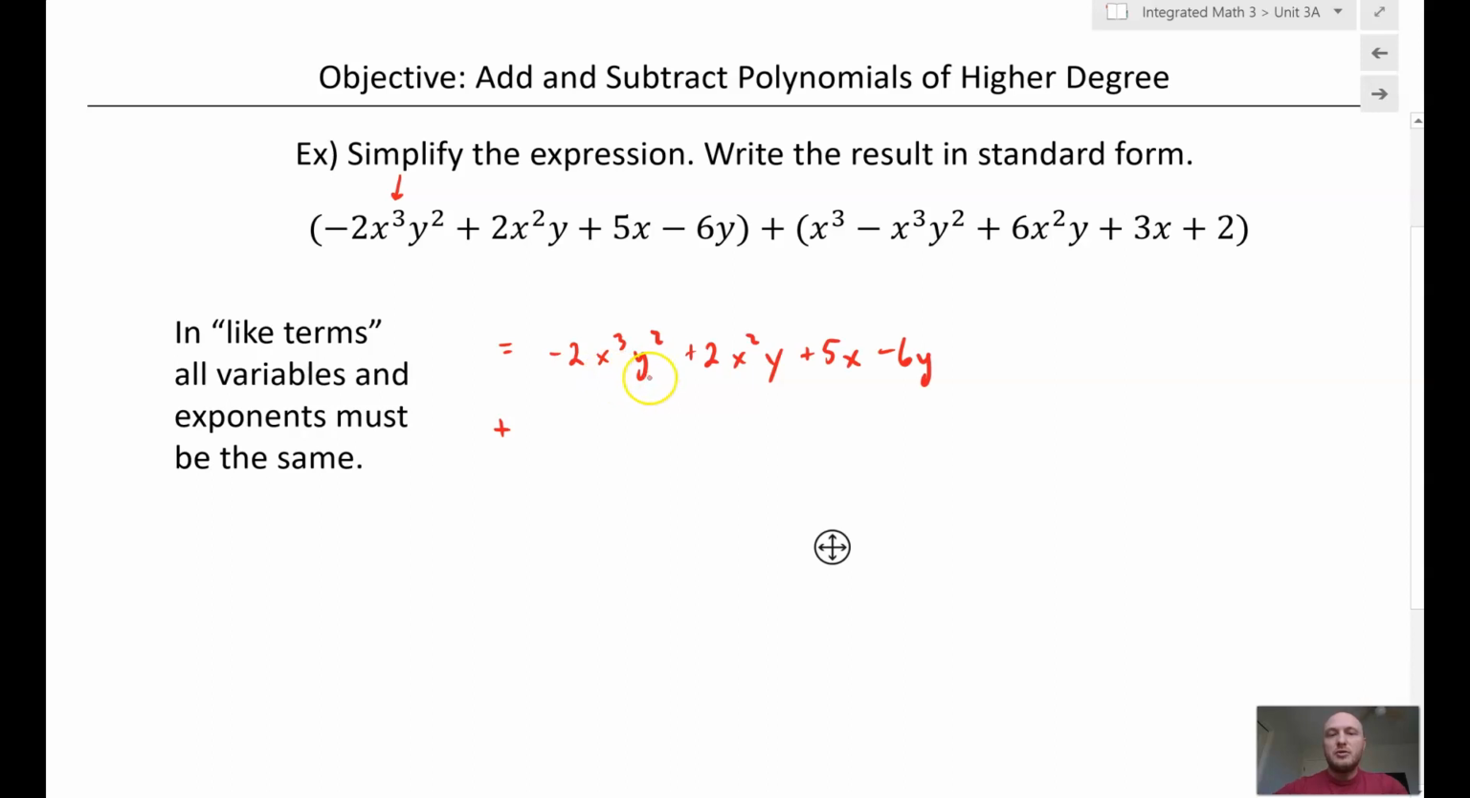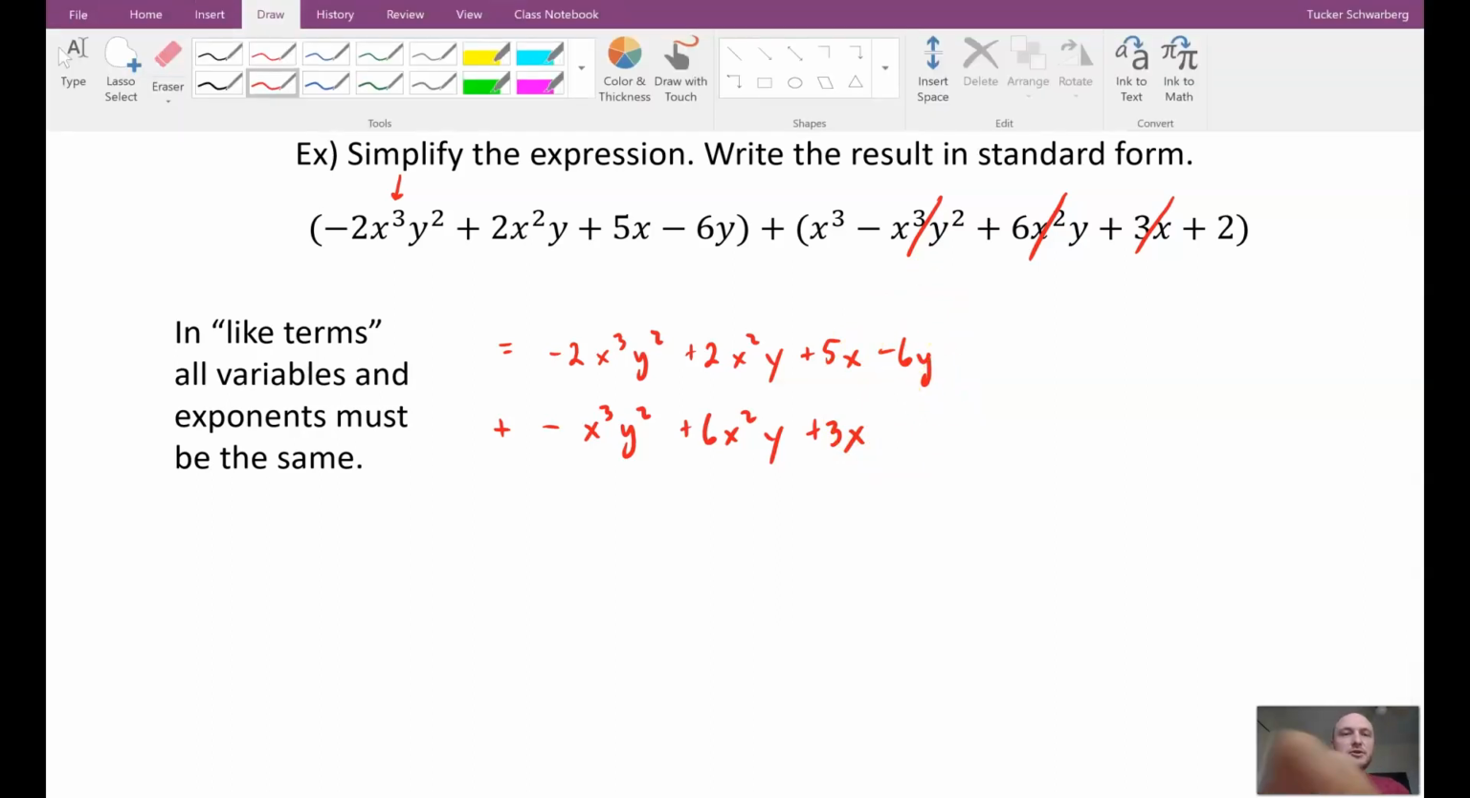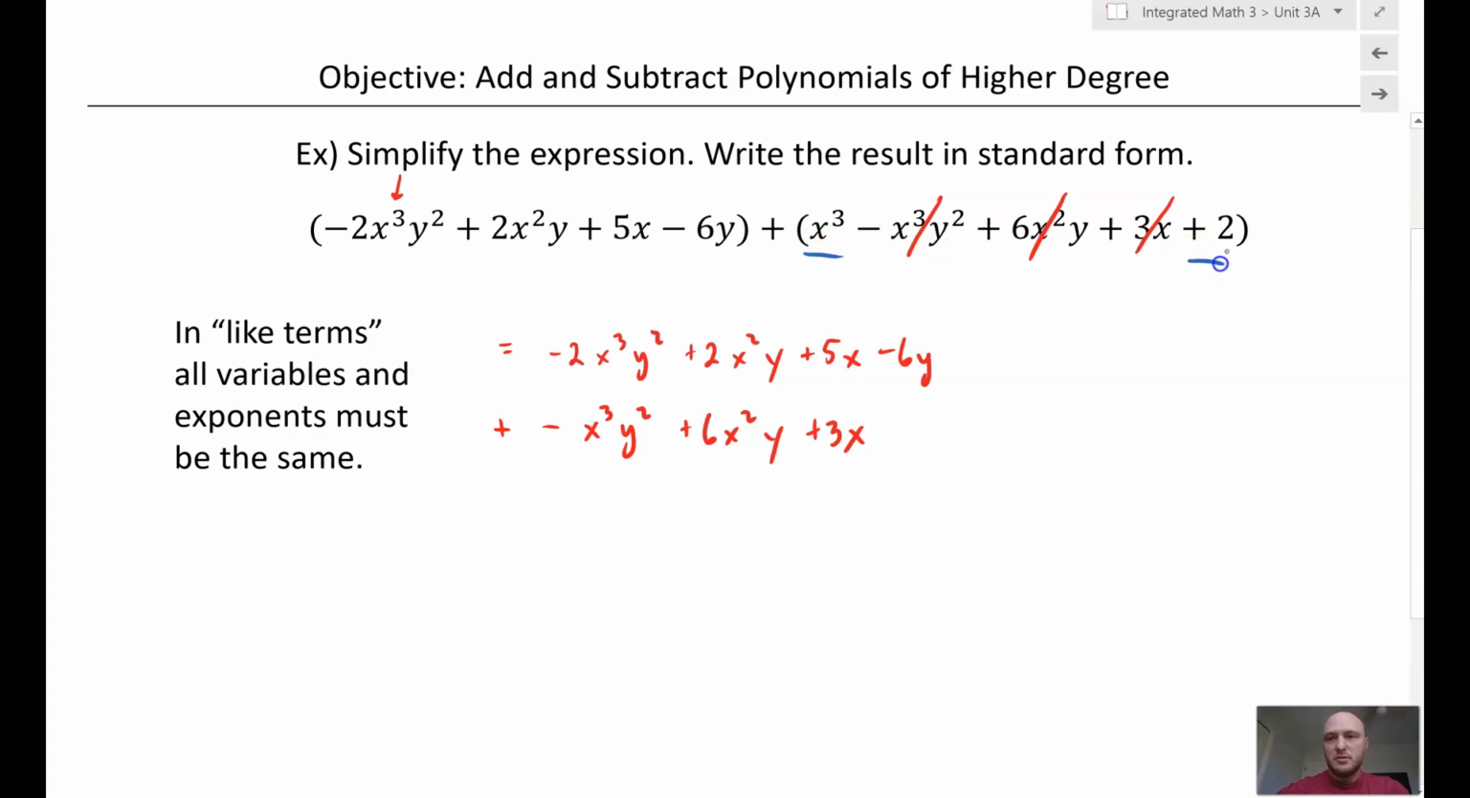So do I have any x cubed y squared? And I do. I have one right here. Okay, so minus x cubed y squared. All right. Next, I'm looking for x squared y. Okay, I have one here. So plus 6x squared y. Next, do I have any x to the first terms? Well, I do. It's right here. Okay, so plus 3x. And then notice I don't have any y terms, but I have these other two terms left over. Okay, so I'm just going to add these. Plus x to the third plus 2, and I'll add these down here.